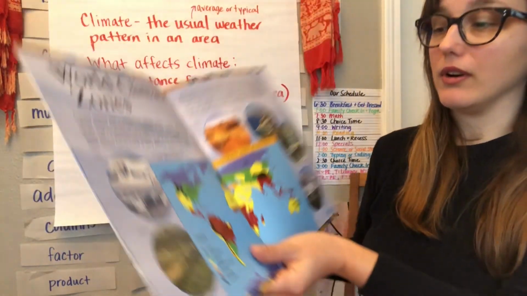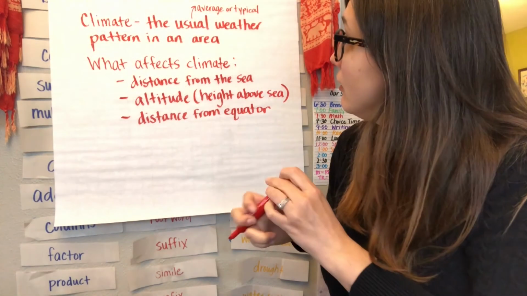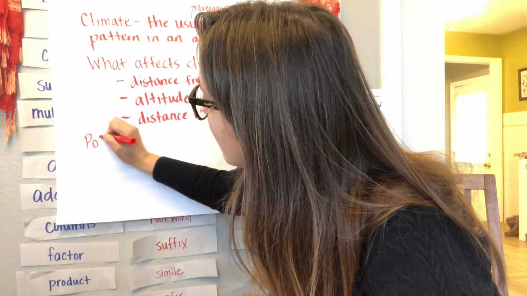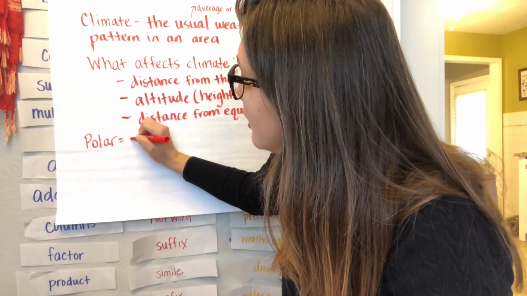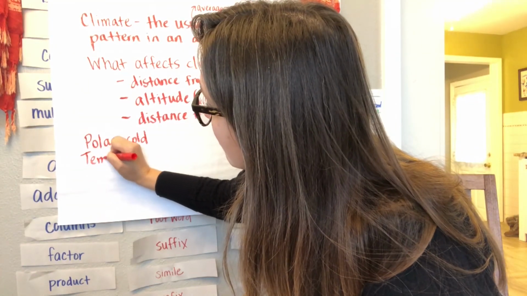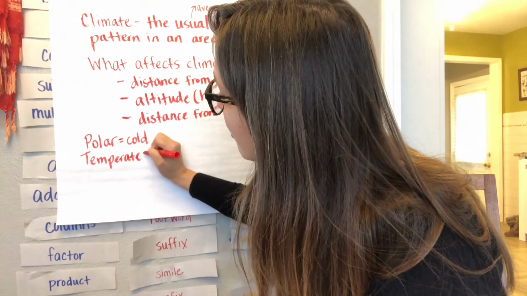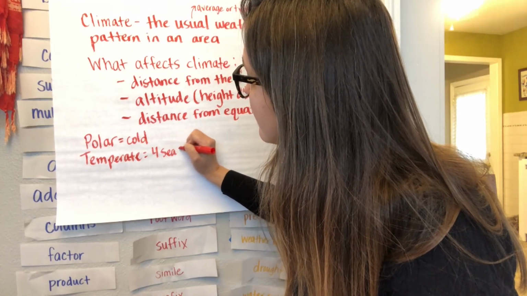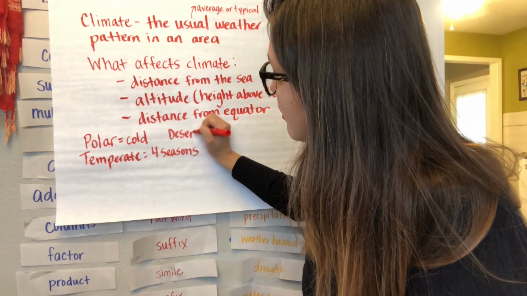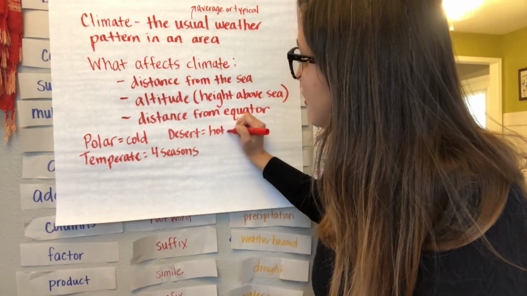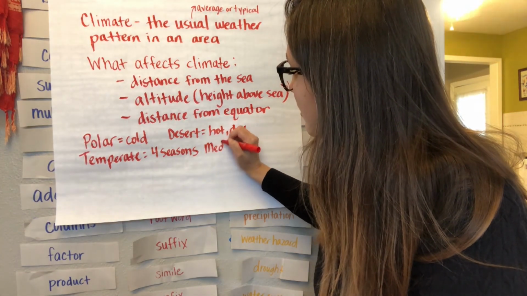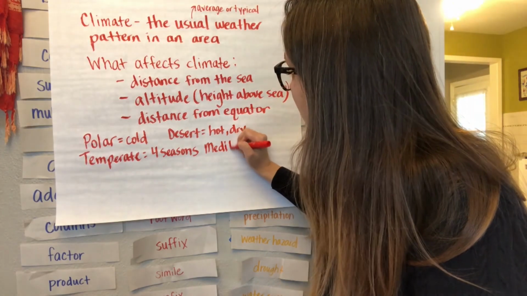So we can maybe record some of those things. Make sure you can see what I'm doing here. Polar is cold, okay. Temperate, let's say 4 seasons. Desert, hot and dry. We've got Mediterranean. Ooh, I'm going to check myself on this spelling here. I don't want to mess that up.